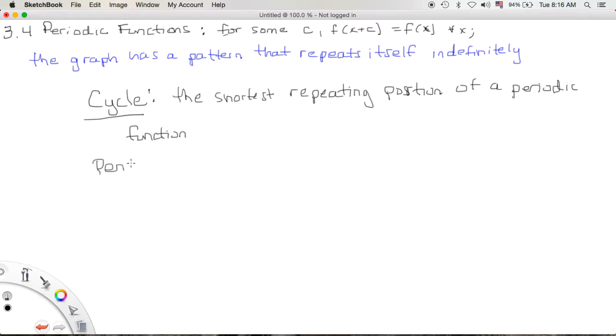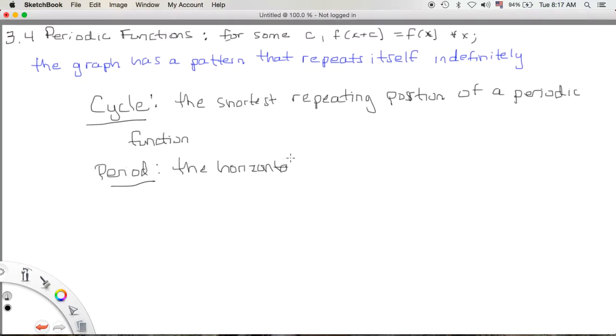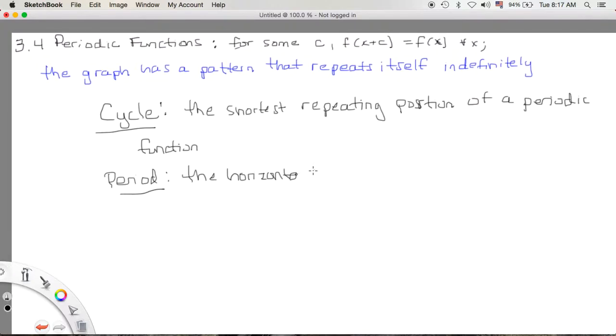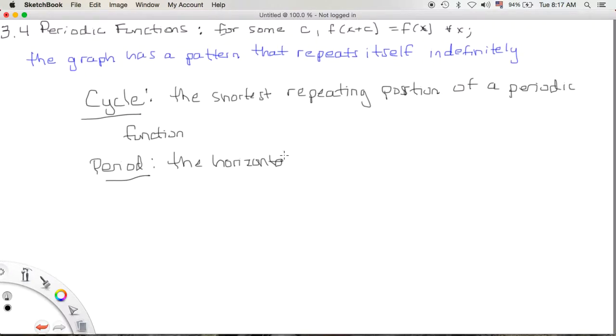The period is the horizontal length of a cycle. It's this number c here. It's how long along the x-axis we have one cycle. Now let's look at an example.